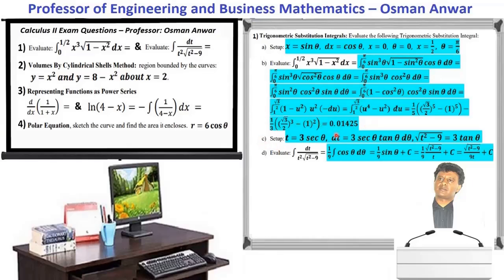Then I have also a trig substitution of the integral dt over t squared square root of t squared minus 9. Obviously the trig substitution is t equals 3 sec theta, dt is 3 sec theta tan theta d theta. Then when you do the trig substitution, you will end up with square root of t squared minus 9 over 9t plus c. So this is basically just an overview of the solution.